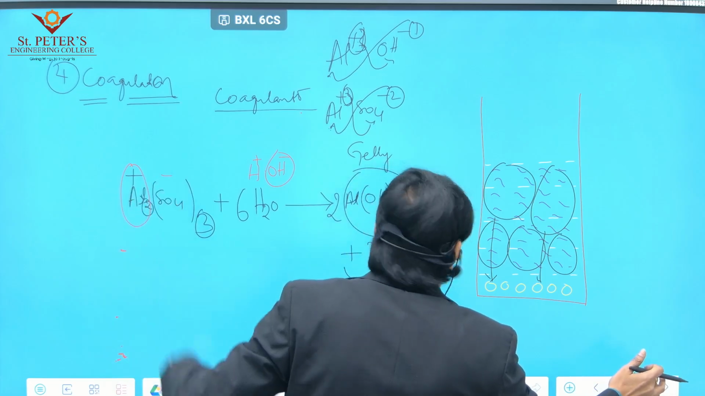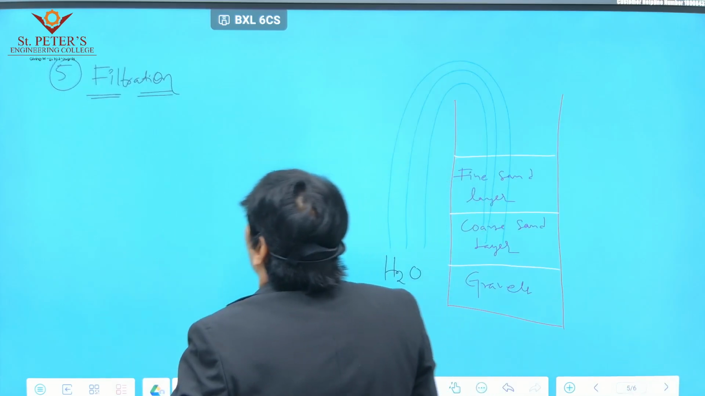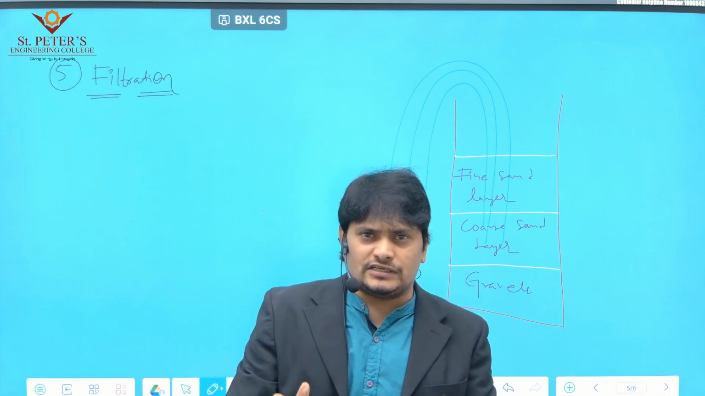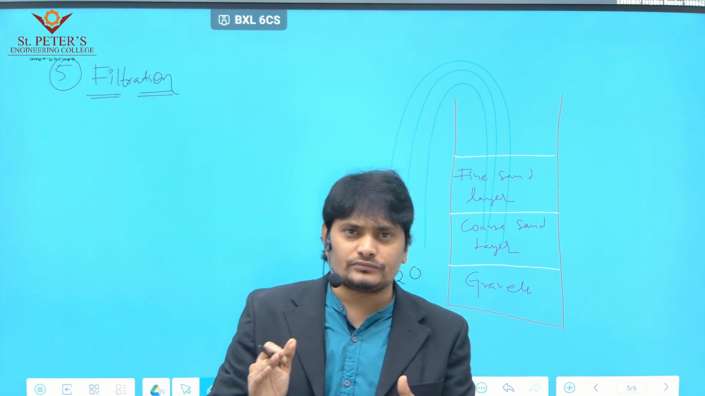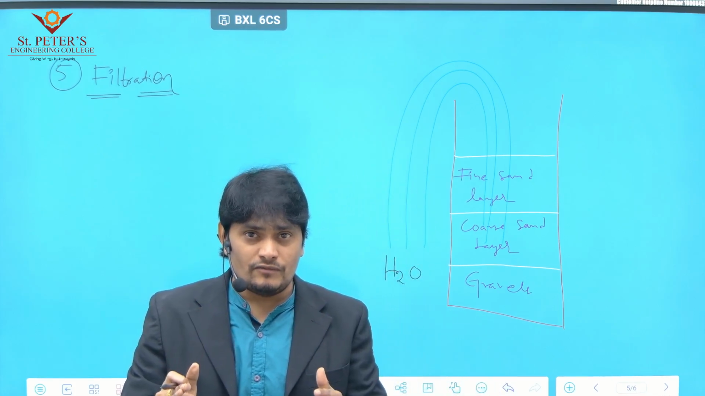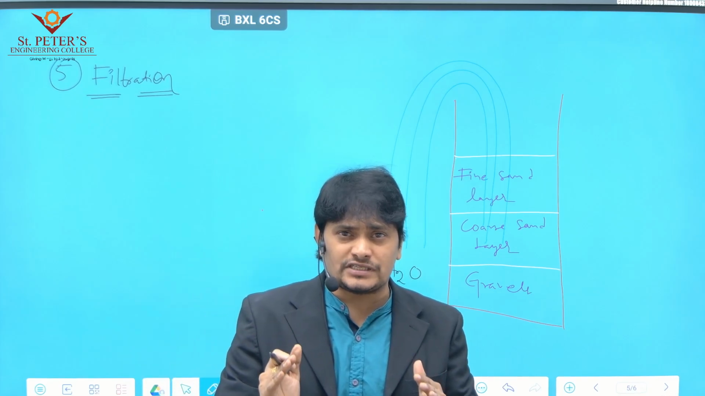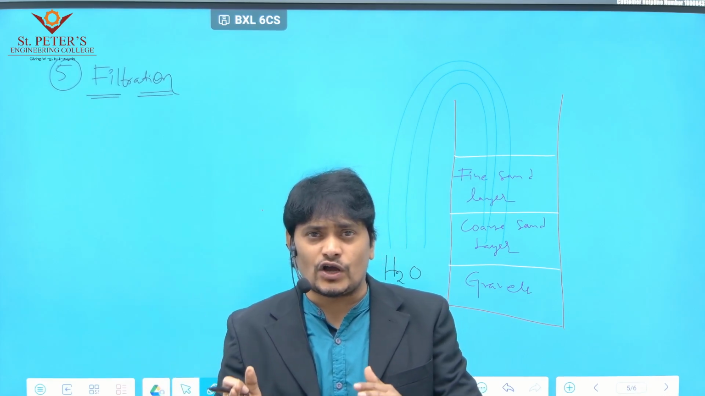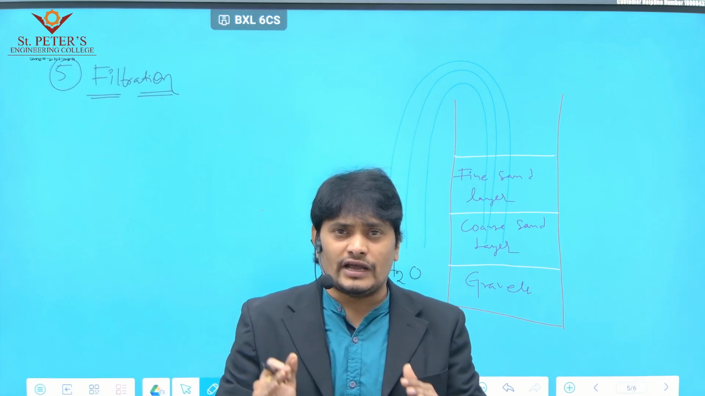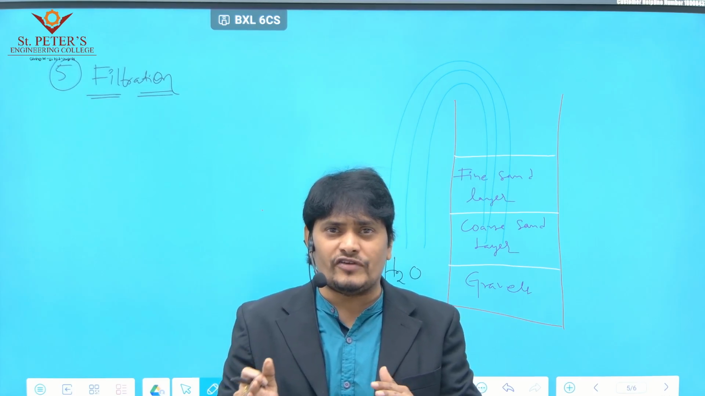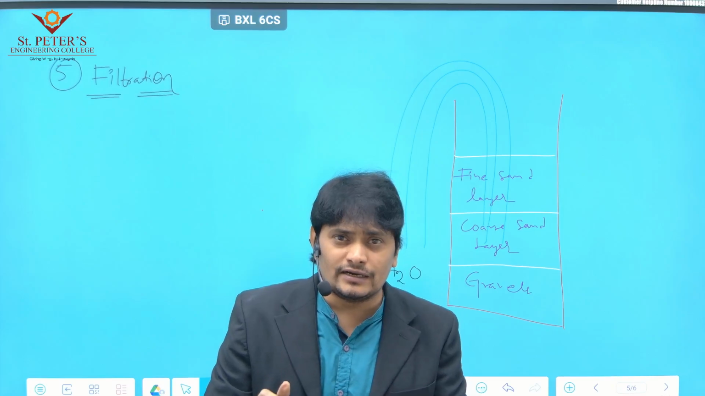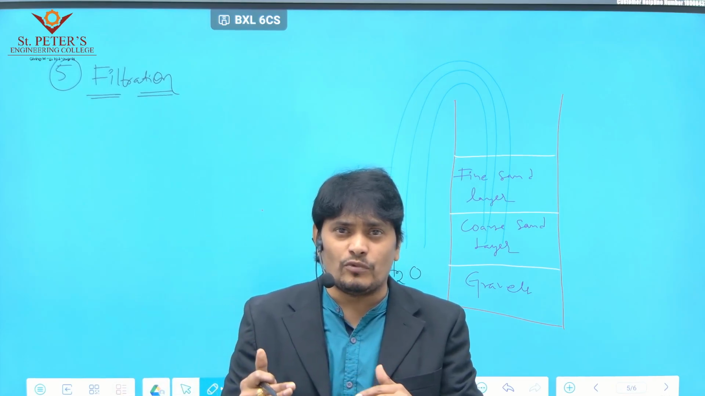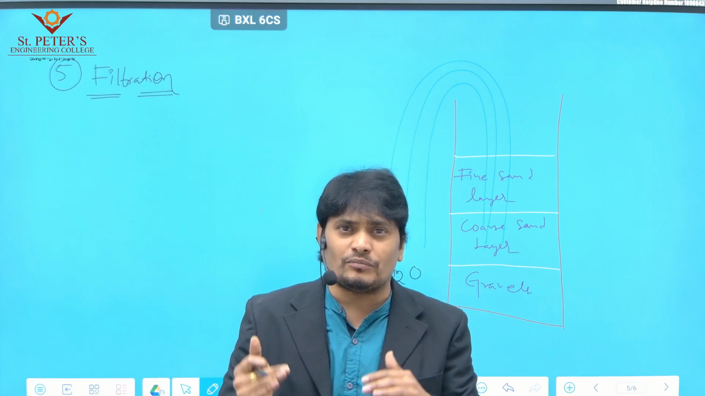So this is about coagulation. Now see, with the help of the first step, what is that first step? Screening. We could remove the floating matter present in the water. And second step, aeration. We could remove the aerated compounds, that is gases, from the water. And next step is sedimentation. We could remove heavy particles from the water. And the last step which we have discussed is coagulation. We could remove all the finely divided particles from the water.